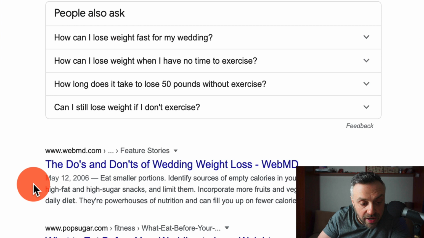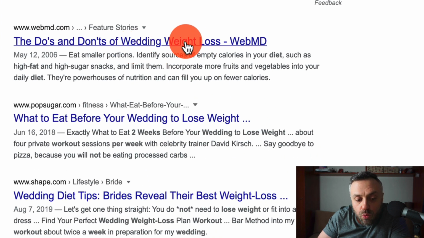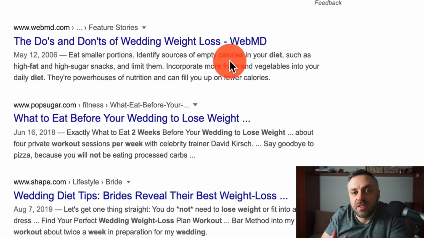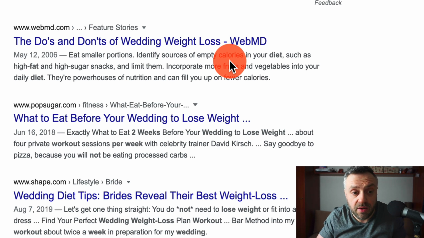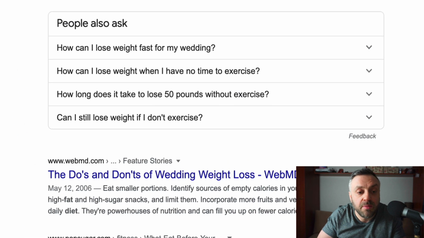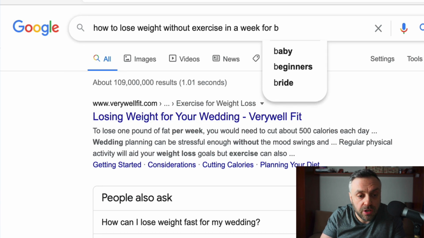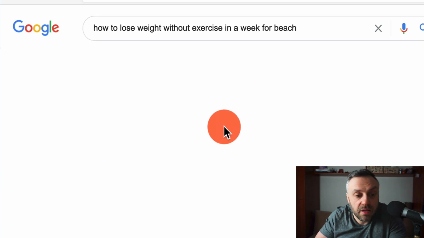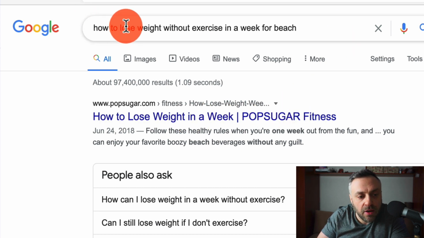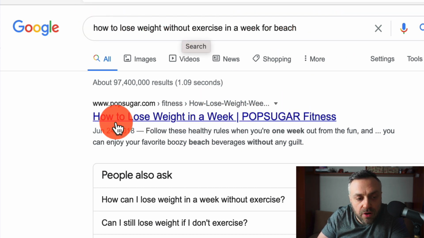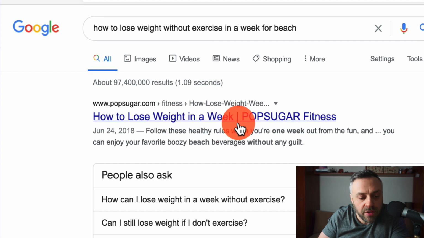Losing weight for your wedding, the do's and don'ts. Look at this. Wedding weight loss, right? It's a specific niche, not generally losing weight, but for a specific event, or for my birthday, or for the beach, something like this, beach wedding, right? How to lose weight in a week. And so take a look at this, how to lose weight without exercise in a week for a beach. And you have how to lose weight in a week, right?